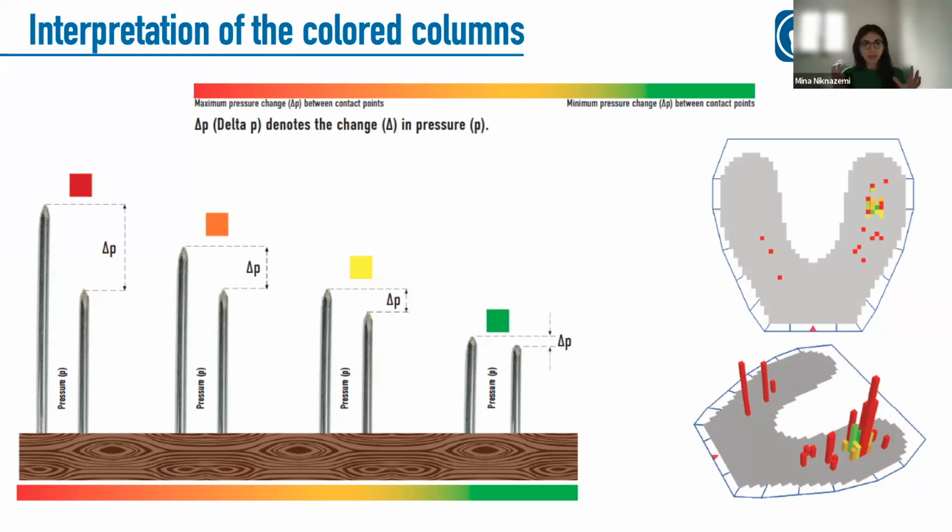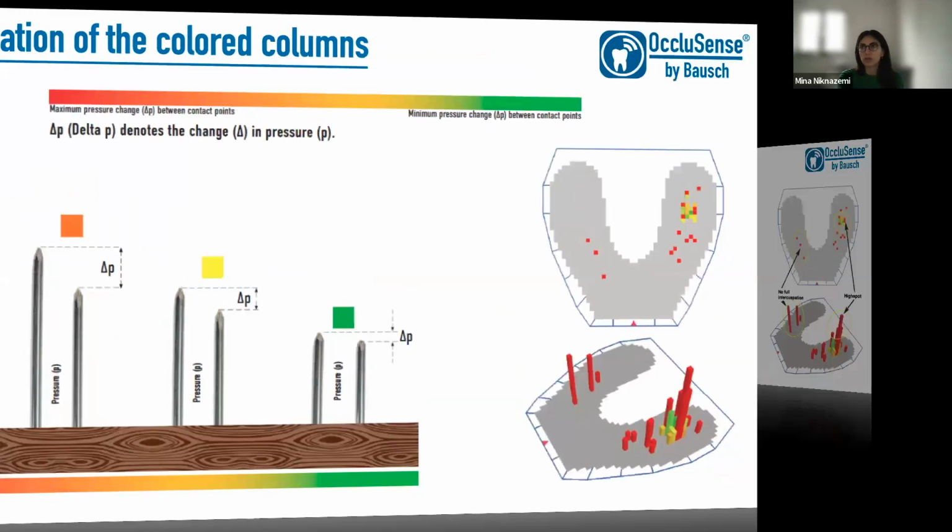If you have neighboring needles that have roughly the same pressure being applied, we know we have a wide contact surface that is being activated. So that's why this would be green, small pressure changes between the neighborhood needles. If you have a large pressure change, then you have red, because we have punctual contacts here.